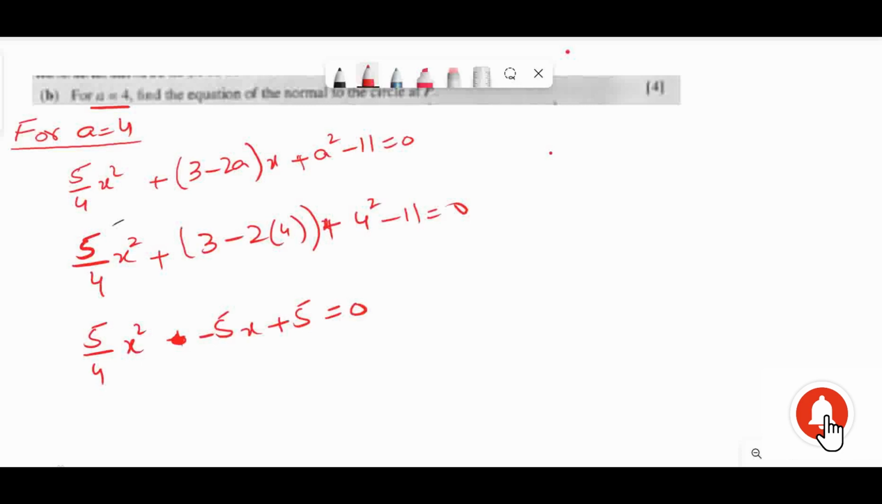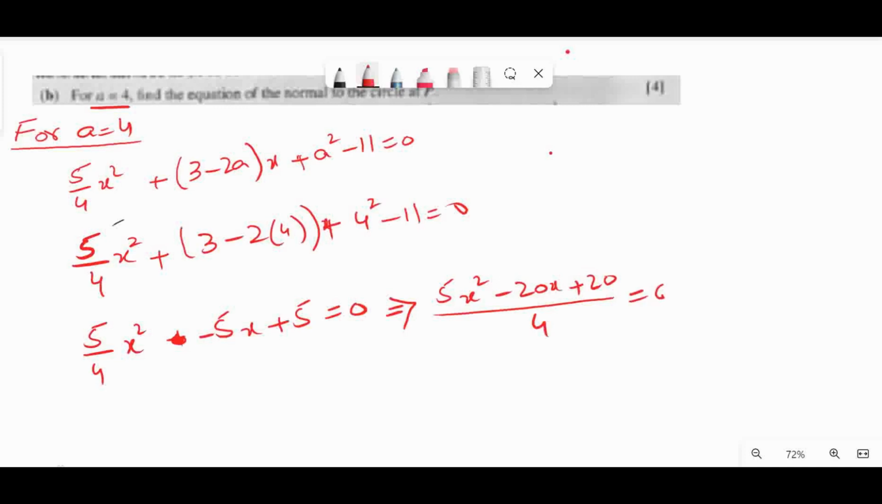Now we can take the LCM. If we take the LCM, this will be equal to (5x² − 20x + 20) divided by 4, and if we cross multiply it, the quadratic equation will be 5x² − 20x + 20.